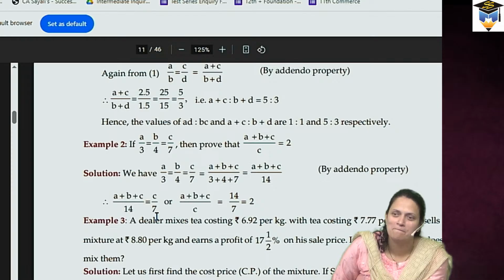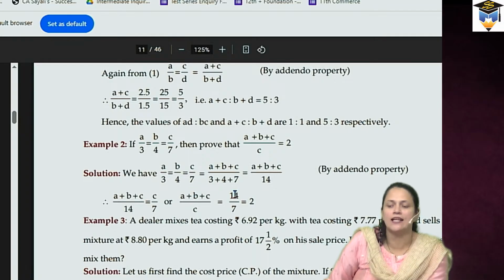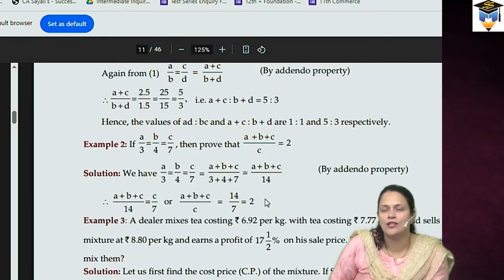Can you see it? Alternando. By alternando property they have written it as a plus b plus c upon c, that is equal to 14 upon 7. So the answer is 2.